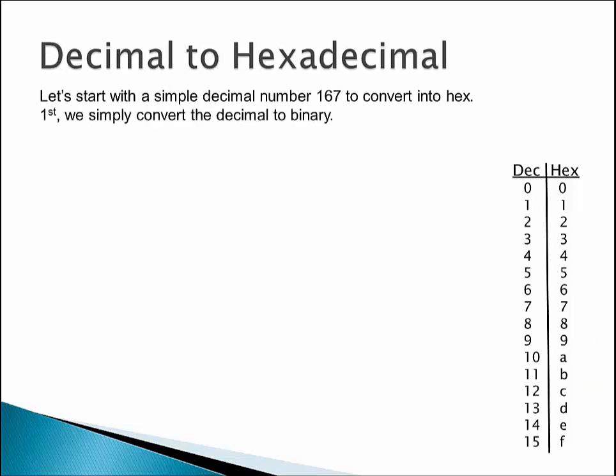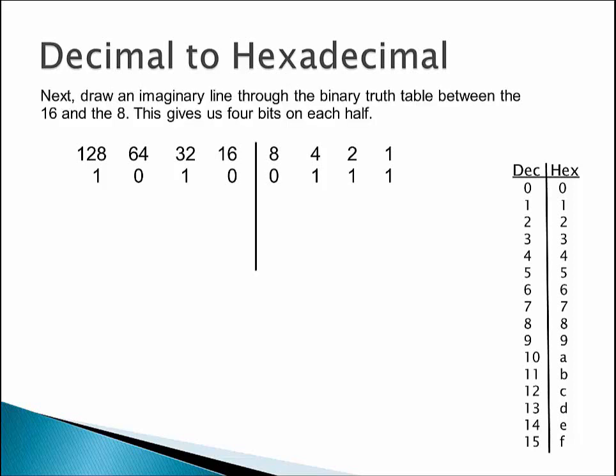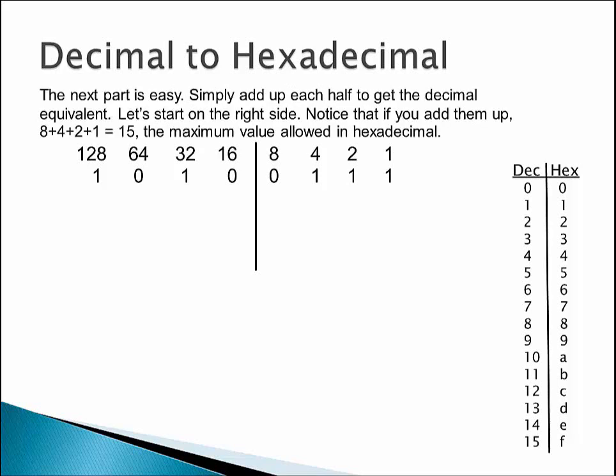First, we simply convert the decimal to binary. We do this using our binary truth table. We plug in the bits associated with 167 under that binary truth table. Then we draw an imaginary line down through the binary truth table between the 16 and the 8. This gives us 4 bits in each half.